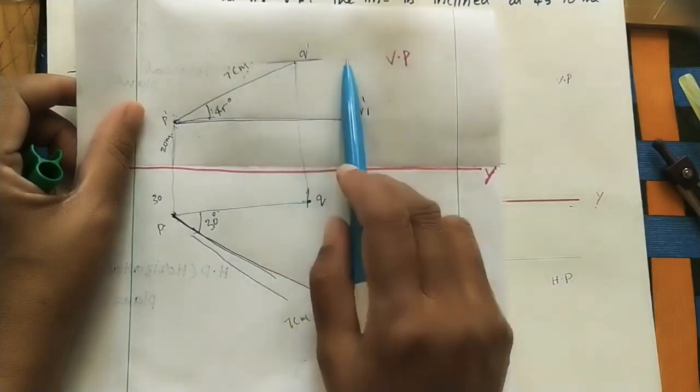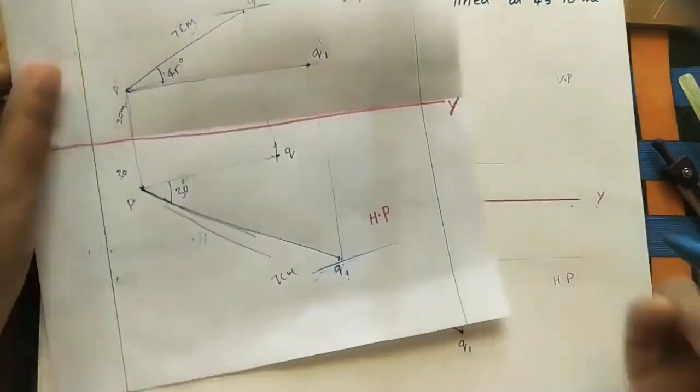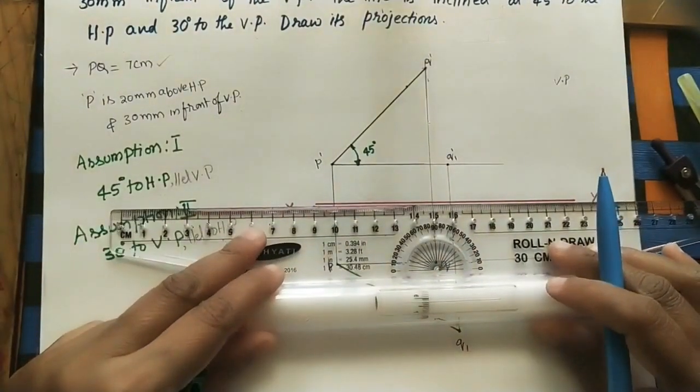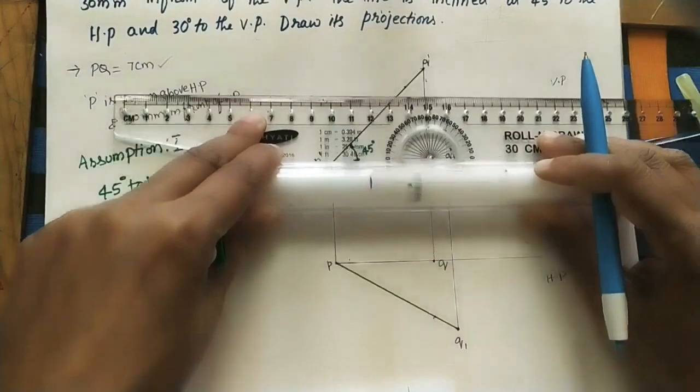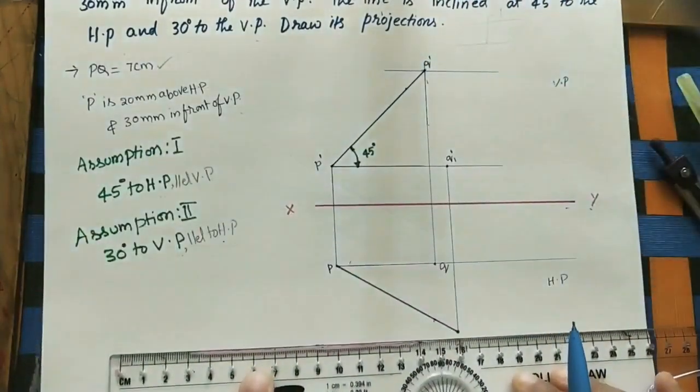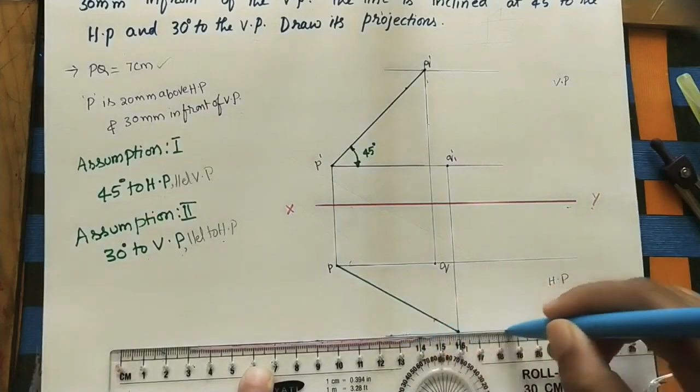In the front view it is looking like a line, and here also do the horizontal line by using the roller scale. Locus of Q point in the front view, locus of Q point in the top view, like this.